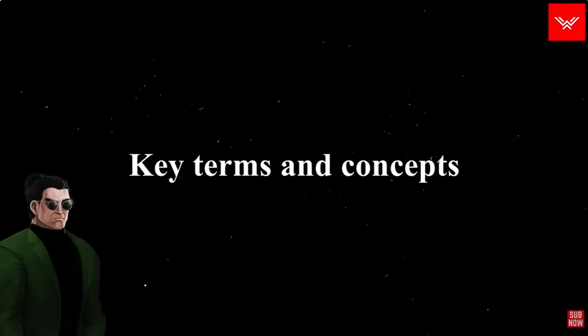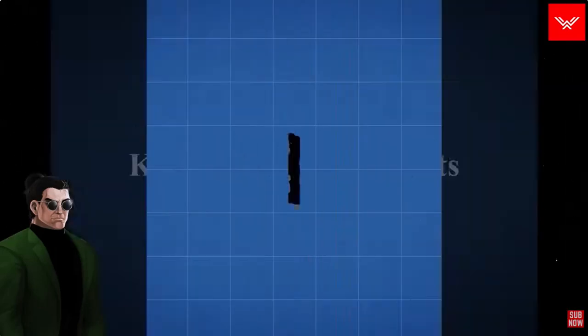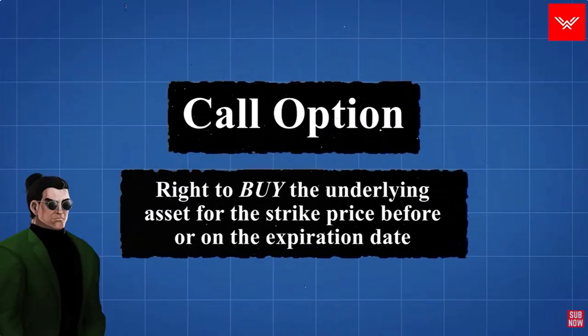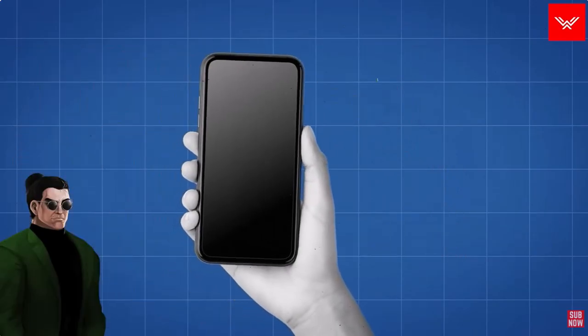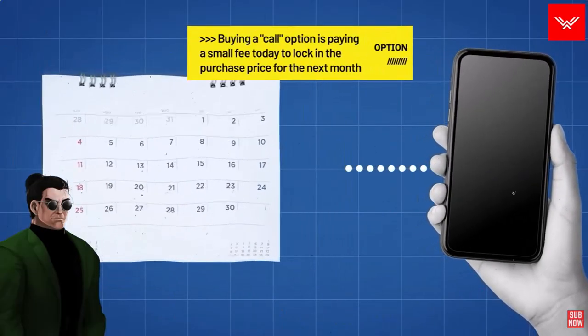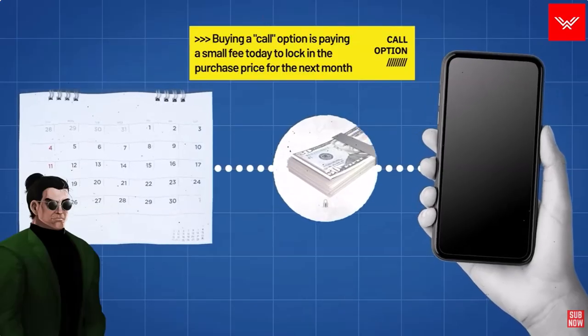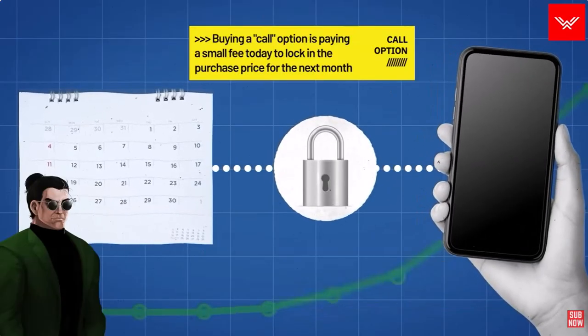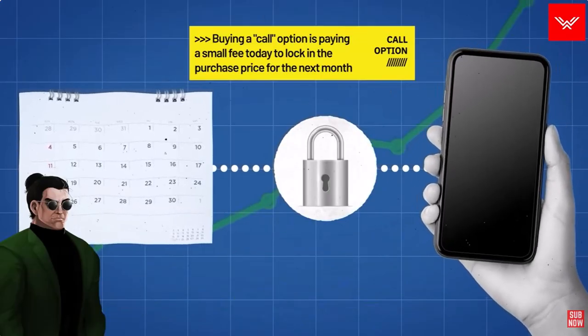Let's now get into some key terms and concepts you must know. Call option. A call option gives the option holder the right to buy the underlying asset for the strike price before or on the expiration date. Imagine you're eyeing a new smartphone that's set to release next month. Buying a call option is like paying a small fee today to lock in the purchase price for the next month, regardless of if the phone's price skyrockets due to its popularity.